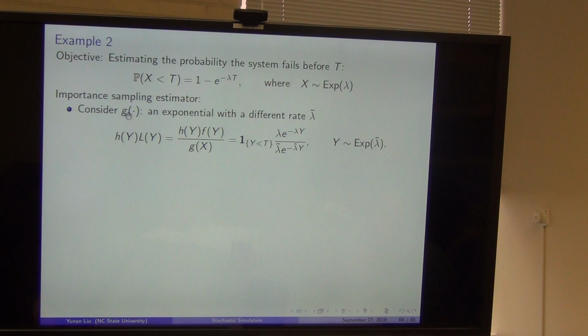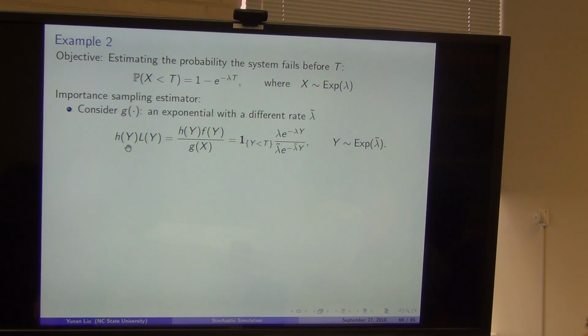Consider a g, which is another exponential with a different rate. Right now, x has a rate of lambda. Consider a different distribution g that is also exponential but with a different rate. It's very similar to the idea in the previous example. The original distribution is a normal 0, 1. We tilt the distribution, we change it to a normal with mean mu, 1. We maintain the form, it's still normal. Here, the original distribution is exponential, and we change it to a new exponential having a different rate.